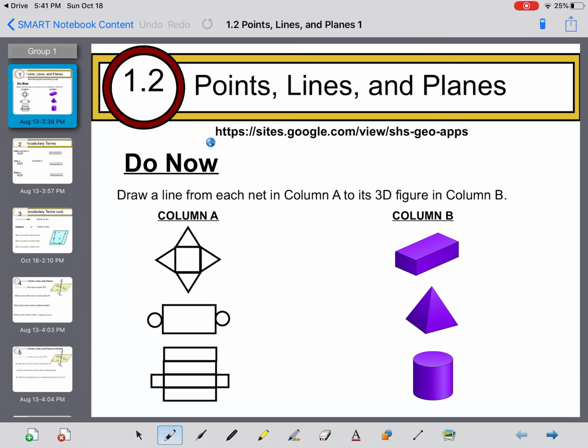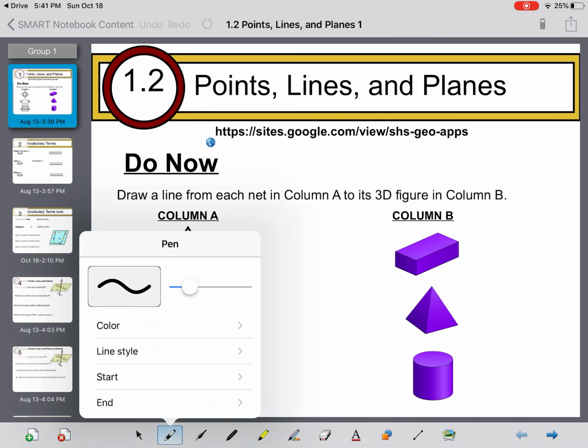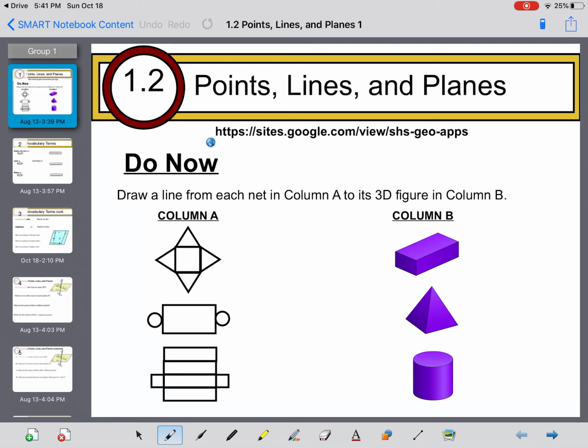Column A, the first one you see is a square base with the sides of 4 triangles. If you were to fold that net into a 3D figure, it would turn into your pyramid.